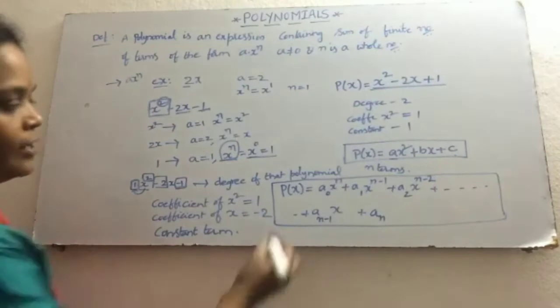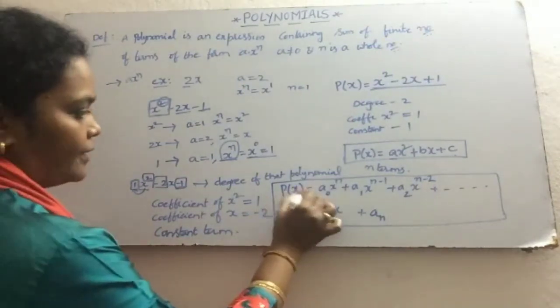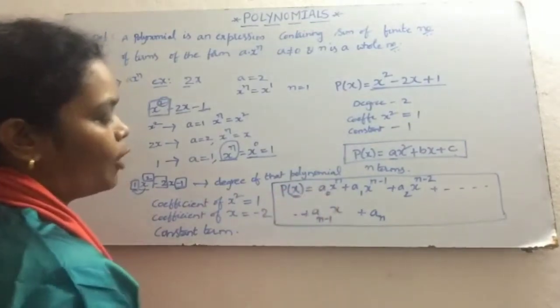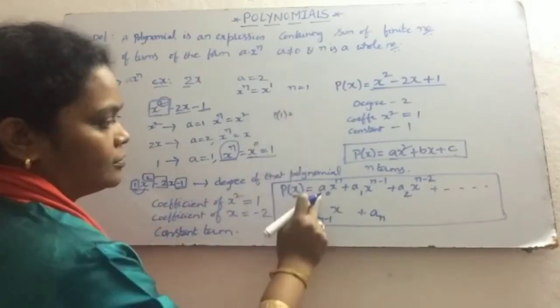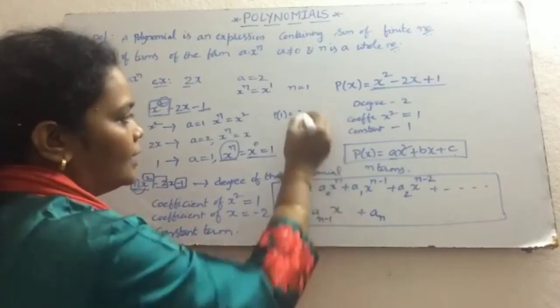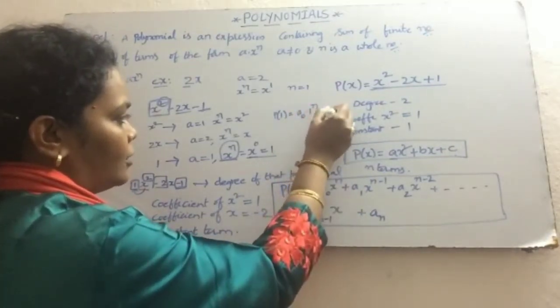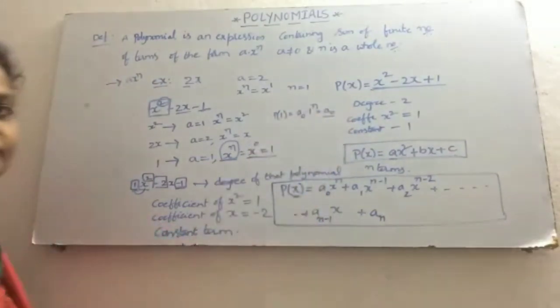So, if you observe this, if you put x equal to 1, then the polynomial is p of 1 equal to a naught, that means 1 power n means 1, that equal to a naught. That is only a constant term.